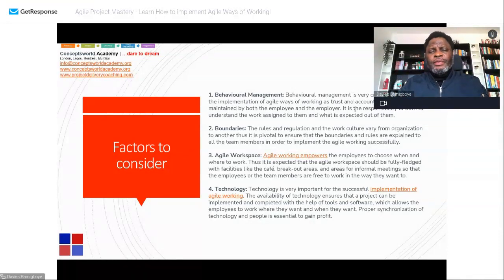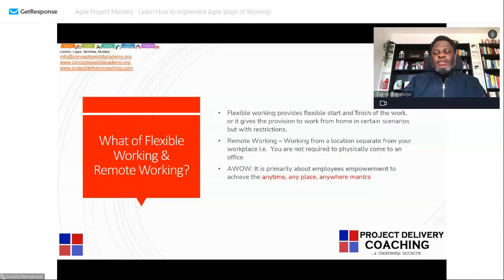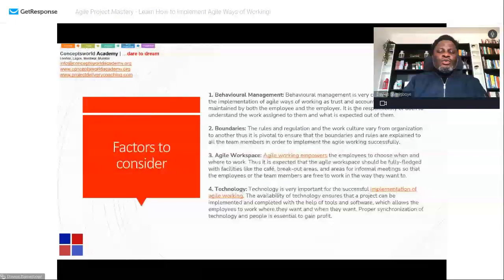Number three thing to consider as part of agile ways of working is workspace. You need to be able to set up workspace that fosters agile ways of working. What are the workspaces that foster agile ways of working? Well, before I answer that question, we go back here. Anytime, any place, anywhere mantra. You can work anytime, you can work any place you want and anywhere, right? So to have this, one of the things that you should be able to have is cafes, breakout areas, and informal meetings. All right.